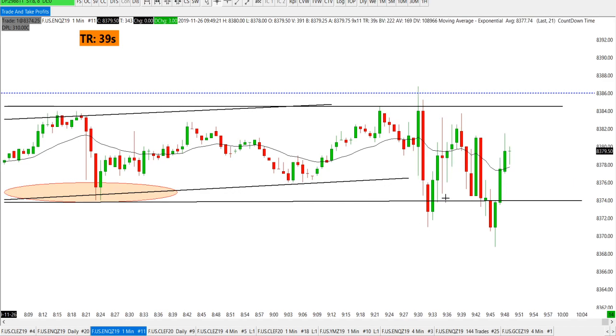Still trying to figure out what these guys want to do. It looks like the buyers right now are trying to take control. I'm trying to figure out if these guys want to give me an entry, but the way it looks, this market just goes straight up without giving me an entry, which is cool. I'm okay with that.